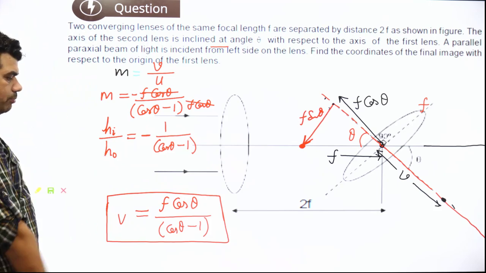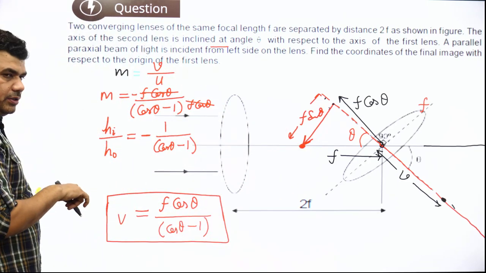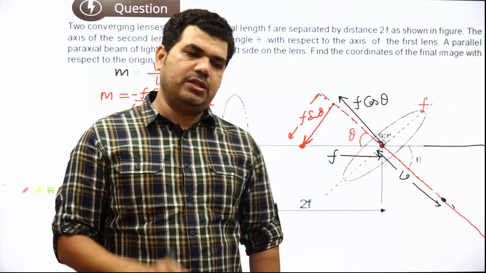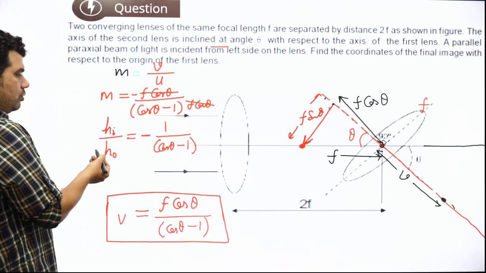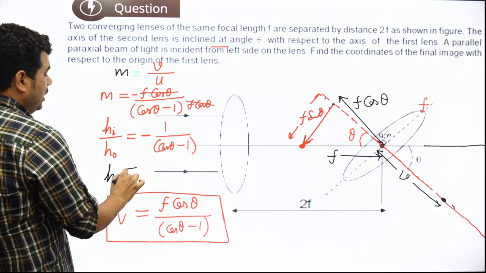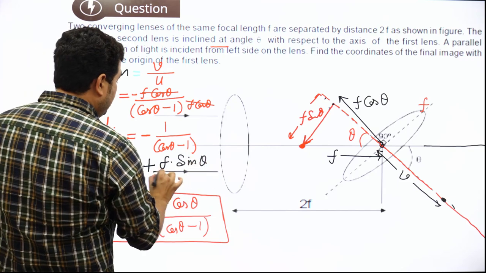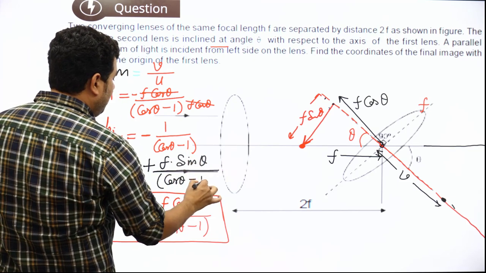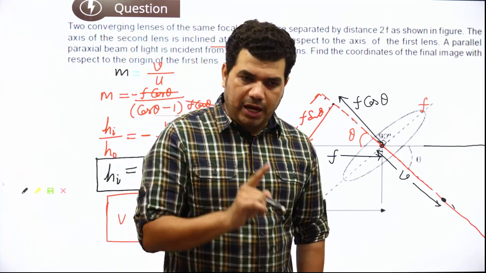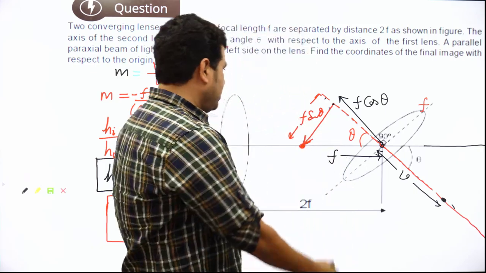So what is the height of object? Height of object is F sine theta. And it is negative. Height of object, see here. If this is the principal axis, it is inverted. So, F sine theta is minus F sine theta. And if we put minus F sine theta here, this minus minus will be cancelled out. So, you will get height of image. See here, height of image is plus F sine theta divided by cos theta minus 1. This is the height of image, my dear students. Okay? And height of image is positive.